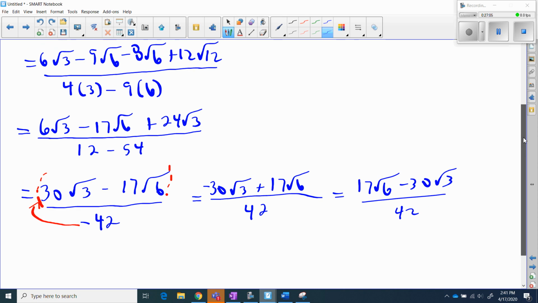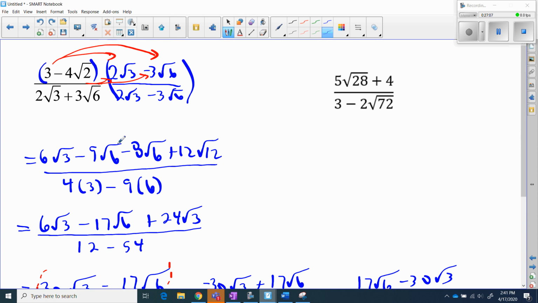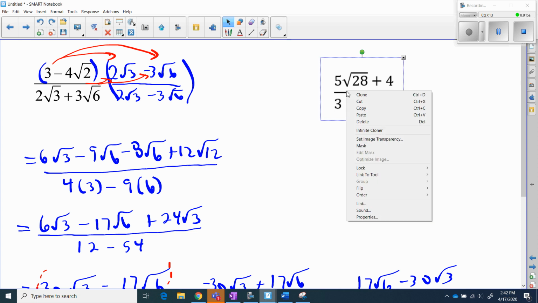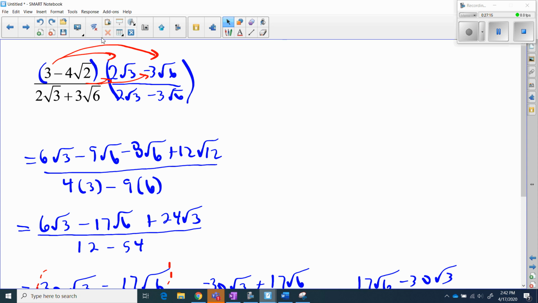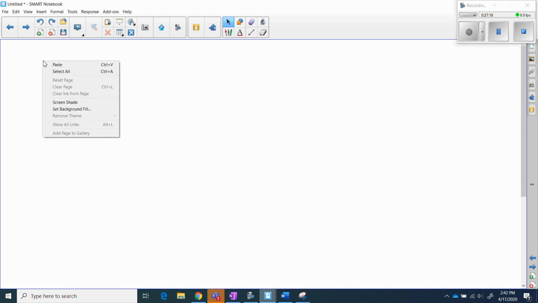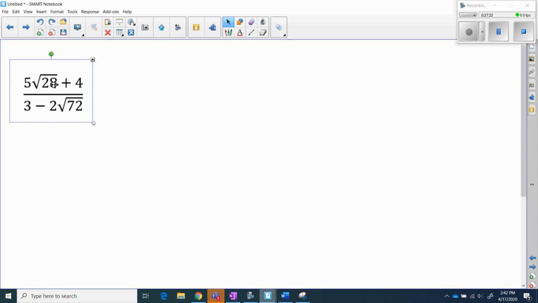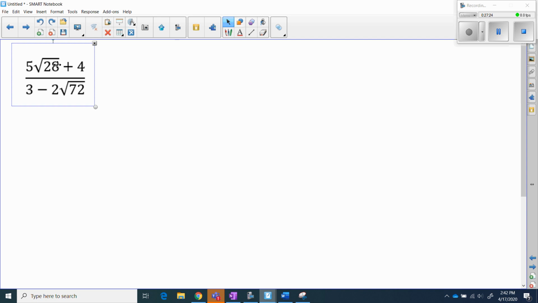And we got one more. I'll take this to a new page here just so we can have more room to work. All right. First thing I notice is that the radicals are not in simplest form. So let's get that cleared up first.